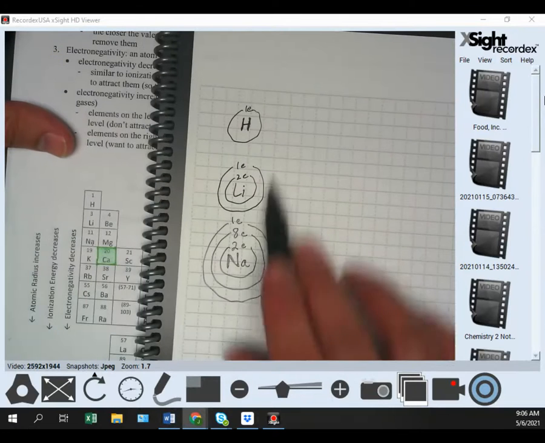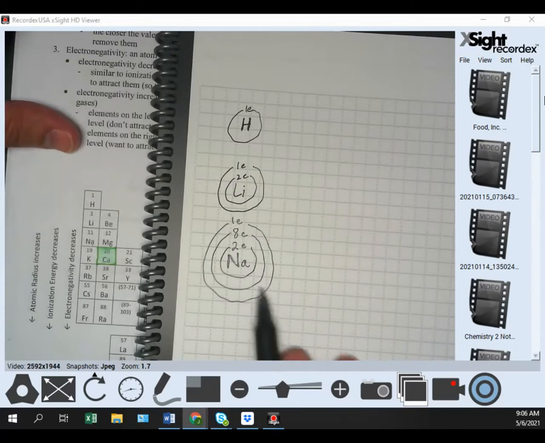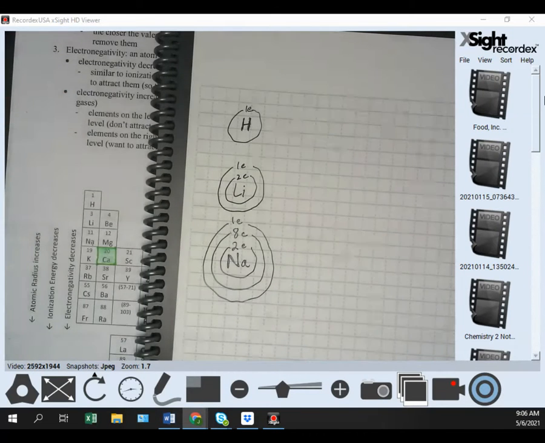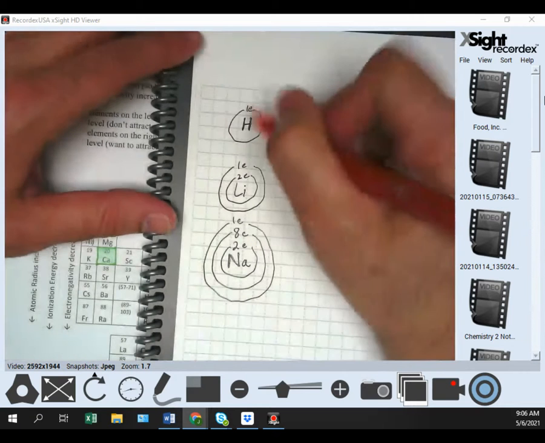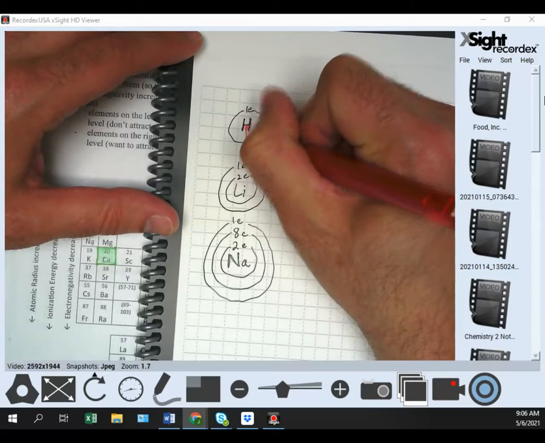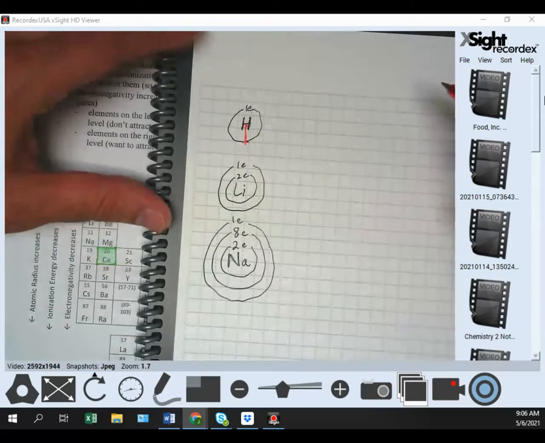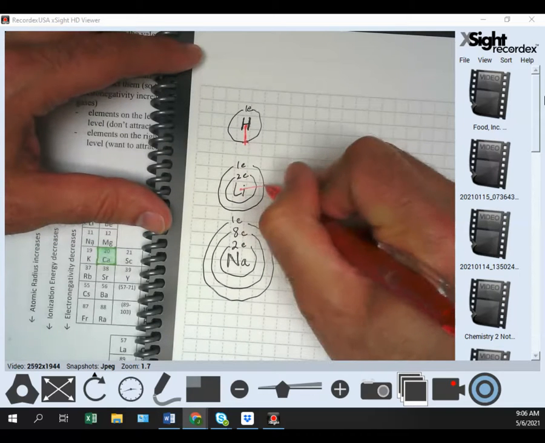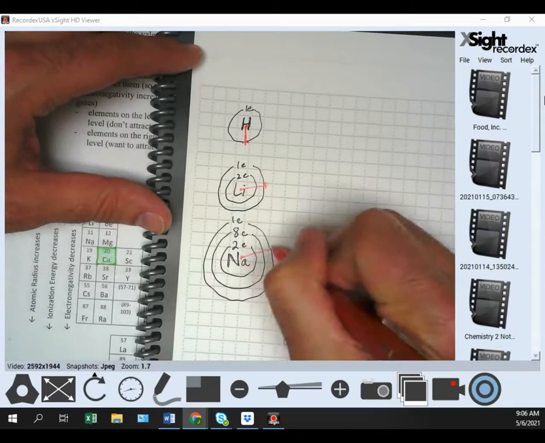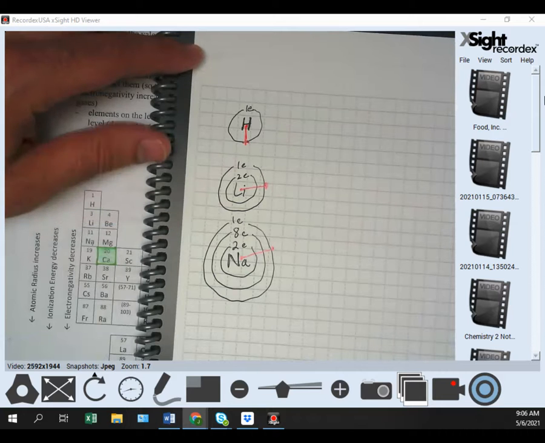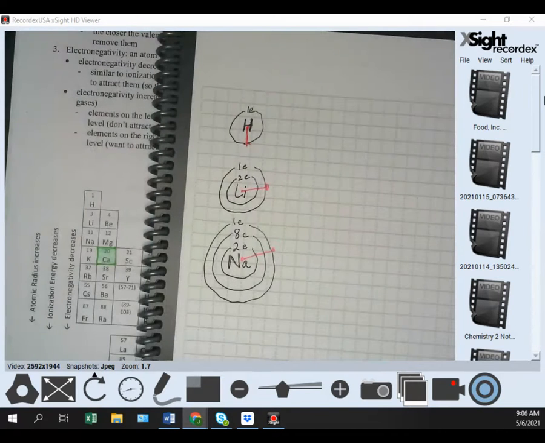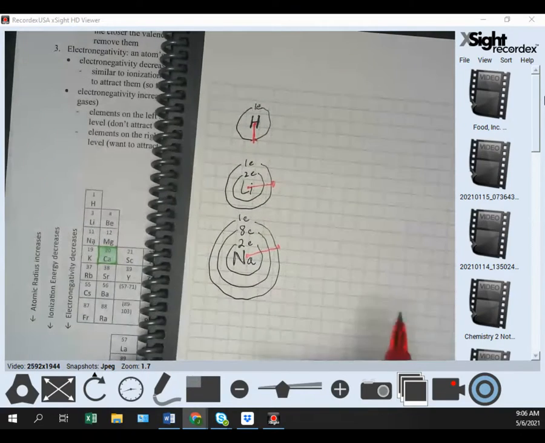You're gaining enough electrons to start a new energy level. So the distance from the center to the outermost electron is the atomic radius. So each time you add a new energy level, that atomic radius is going to increase, right? That makes sense? Okay. So that's why the atomic radius increases as you go down the periodic table.